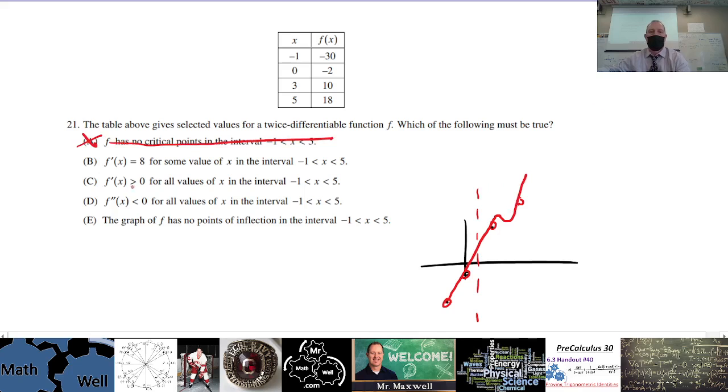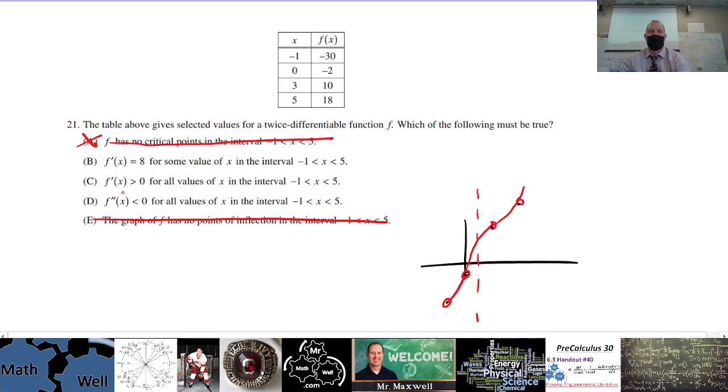Okay. I'm going to skip around a little bit. What about E? The graph has no points of inflection. Well, again, we don't know that for sure because we could be concave up here, could be concave down here, could be concave up here. So it could have points of inflection. So that we do not know for sure.